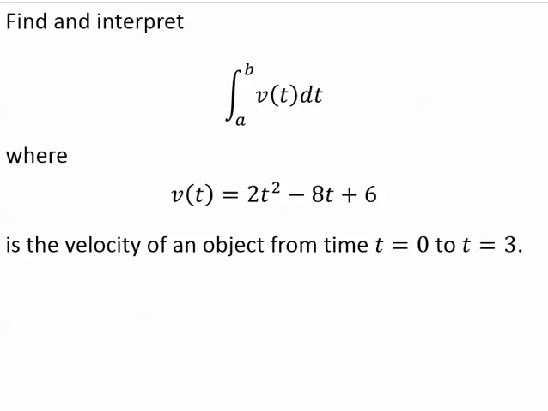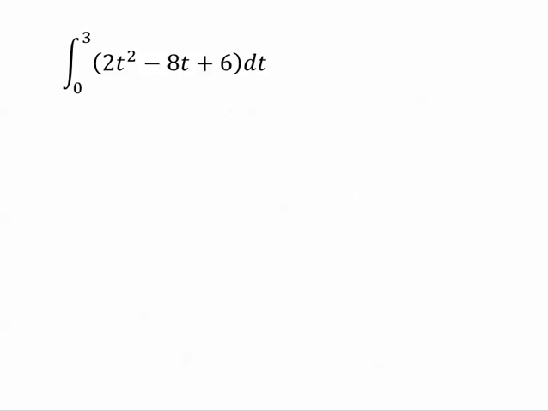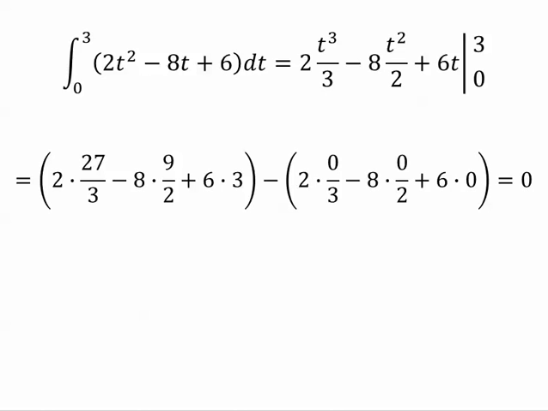Let's find and interpret this integral given this velocity function and this time interval. The first thing we do is set up the integral. I'm going from 0 to 3, and I also put in my velocity function. The next thing we want to do is find the antiderivative. So let's integrate. After we integrate, we evaluate from 0 to 3. After the dust settles on the arithmetic, we get a value of 0. Now, what does this mean?